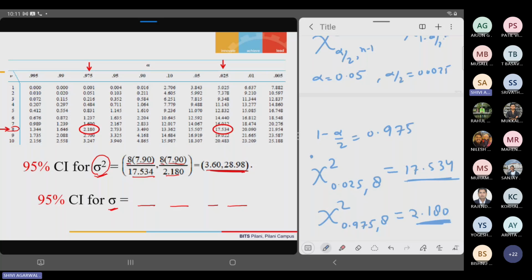Mr. Bishnu, we are doing this as the statistics part only. This is statistical inference which we are trying to do: point estimation, then interval estimation.